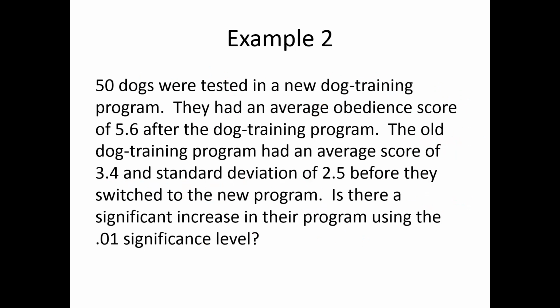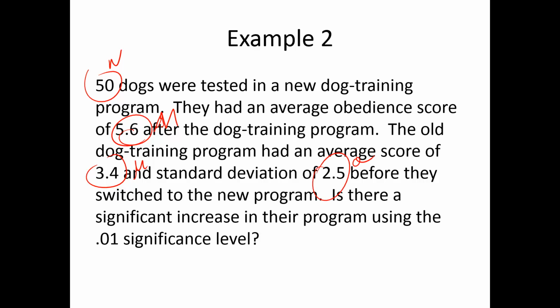So let's see here. Let's do a second example. So we've got 50 dogs. So here's N. We're tested with this new dog training program. They had an average obedience score. So this is the sample mean, our 50 dogs, 5.6. The old program had an average score of 3.4, so that's mu, and a standard deviation of sigma.